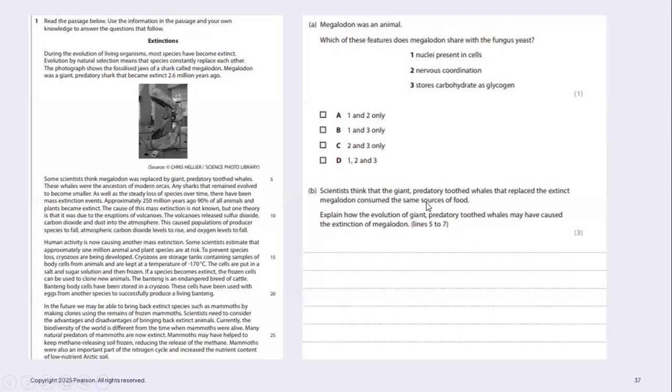And then it says a predatory toothed whale replaced the extinct megalodon and consumed the same sources of food, and asks you to explain how evolution may have caused extinction of the megalodon. Again, this is applying their knowledge of evolution to a new situation. It's knowledge that they should have.